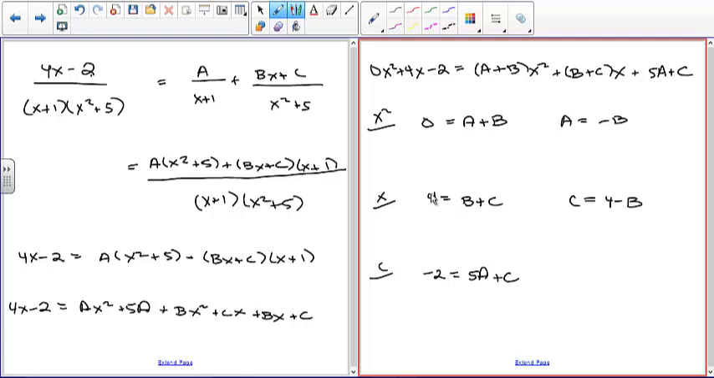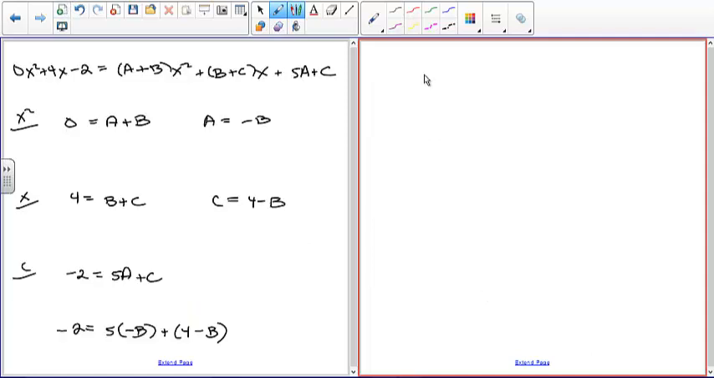So I'll subtract b from both sides to solve for c. Here I subtract b from both sides to solve for a. And then I'm going to substitute into the third equation. So this is a function of a and c, but if I plug in a is equal to negative b and c is equal to 4 minus b, now instead of an equation in 2 variables, it's going to be an equation in 1 variable, which is b.